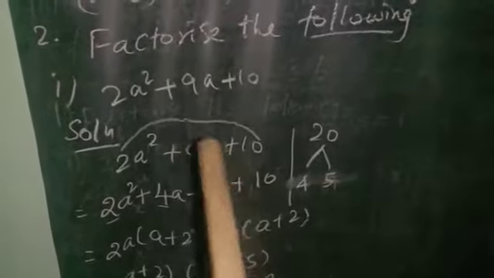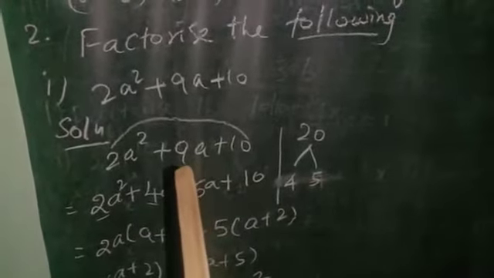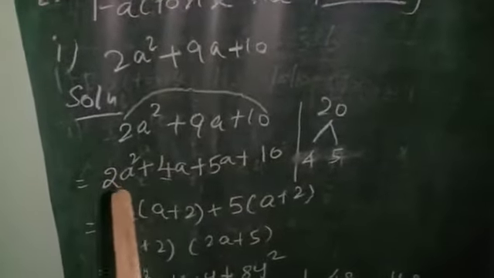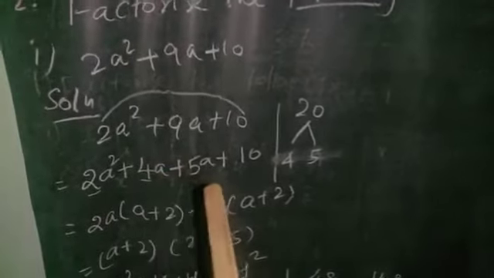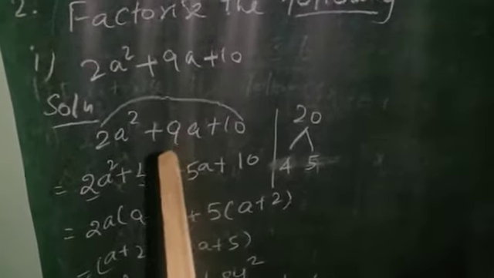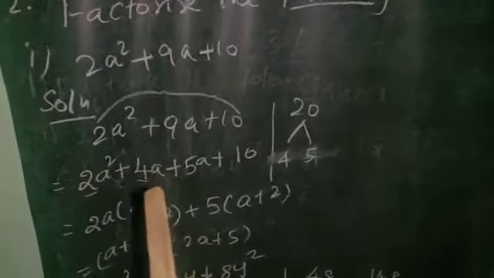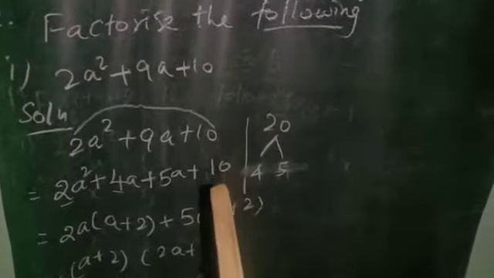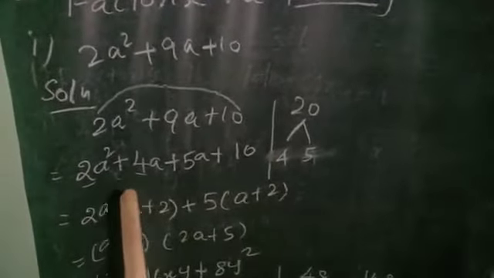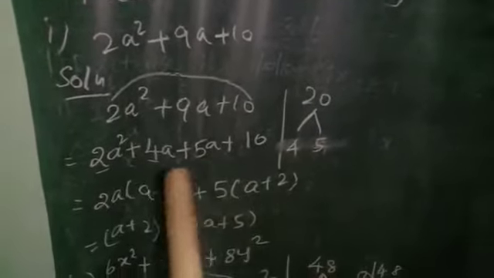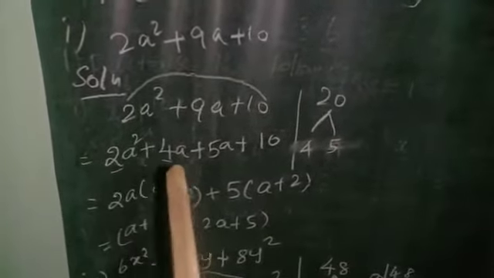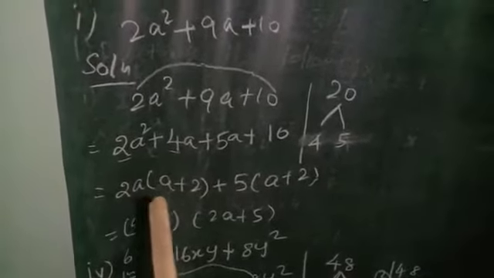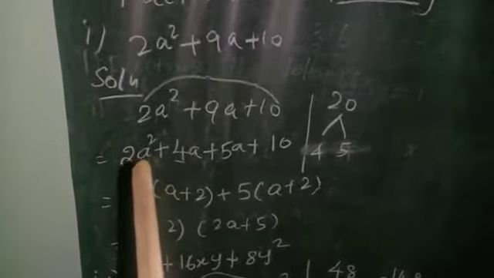So we can write 9a is equal to 4a plus 5a. Therefore 2a square plus 4a plus 5a plus 10. Now we see the first two terms. What is the common one? 2a. So we take a common 2a outside, then we get a plus 2.